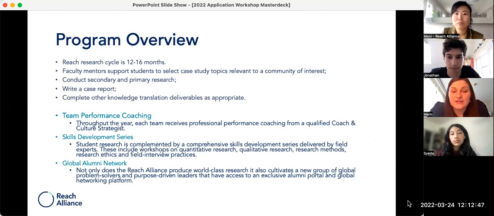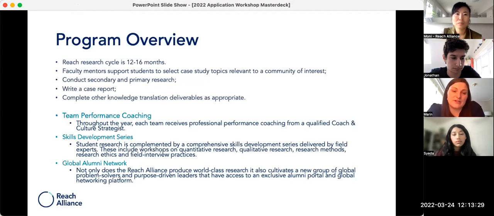The skills development series also happens alongside the research process. So we offer roughly monthly skills development workshops that are delivered mainly by our faculty, but also sometimes by other consultants or key professionals that we invite into the Reach Alliance. I won't go into much detail because I know it comes up later in the presentation, but they cover a range of topics that really are meant to help underpin your understanding and support you in the research process. So they'll get into qualitative and quantitative data analysis approaches, how to conduct interviews, how to communicate your findings, etc.